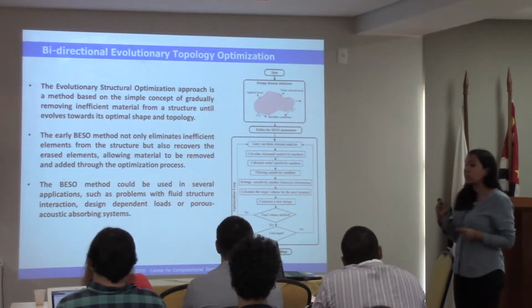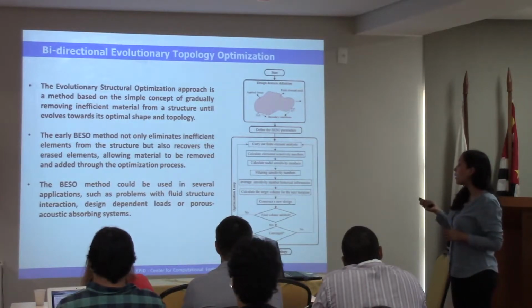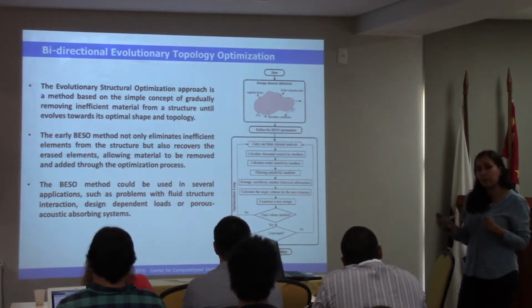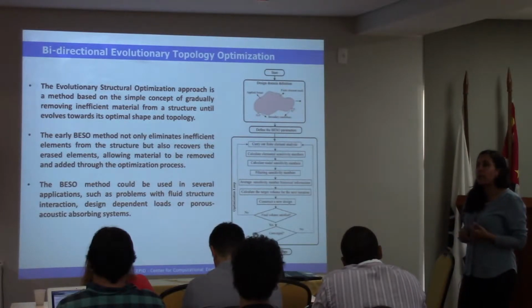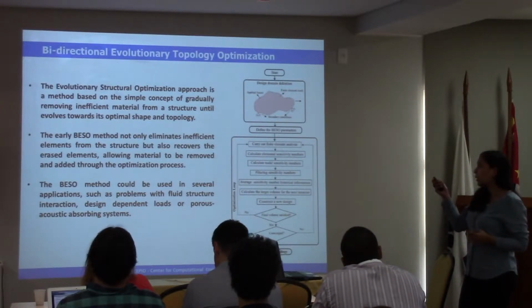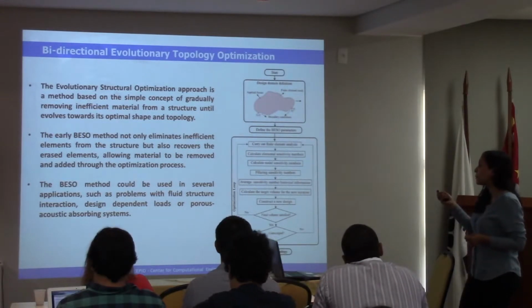We use two other strategies. We use a filter, and we average the sensitivity numbers. Why? Because there are numerical difficulties associated with this kind of method. Some of these problems are checkerboard problems and one-node connections, which we can avoid using these two additional steps.